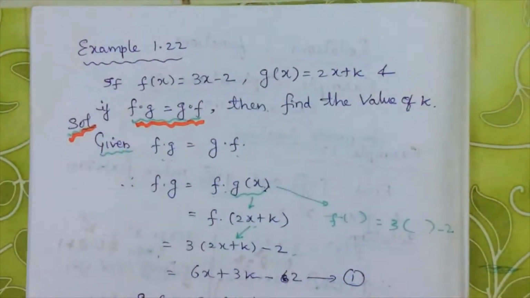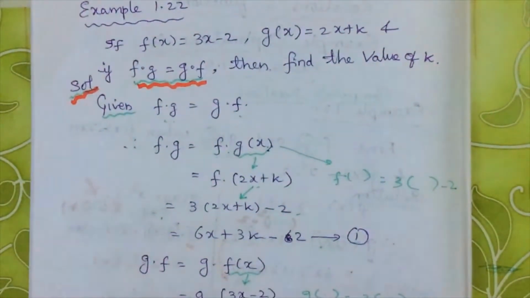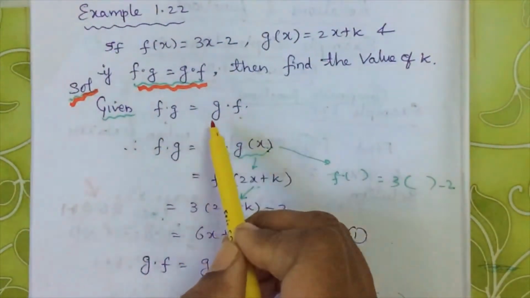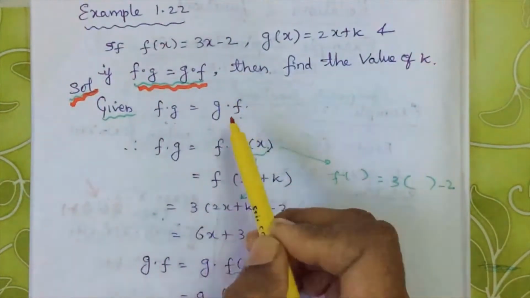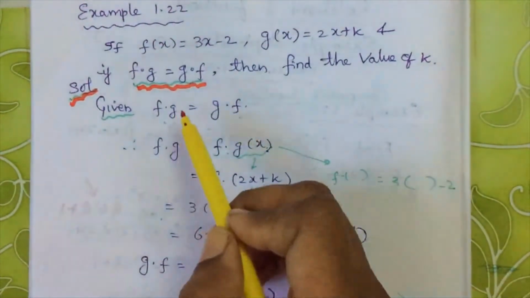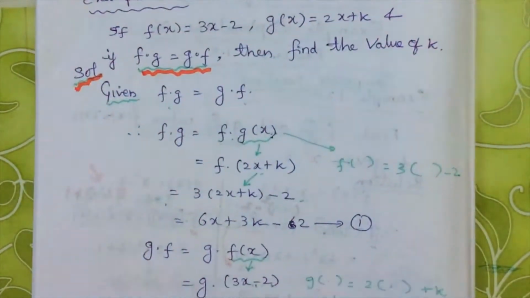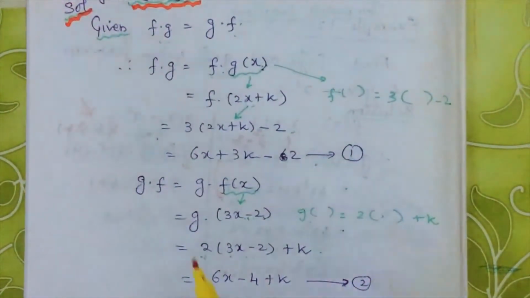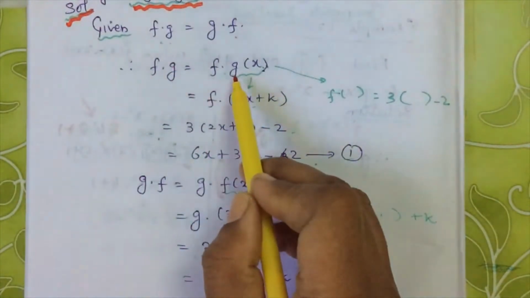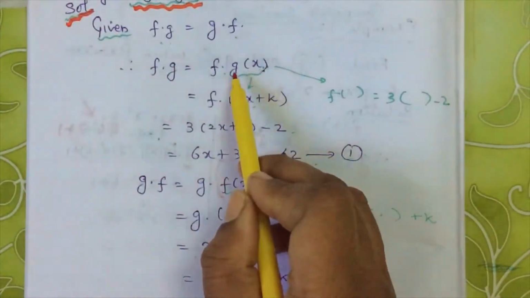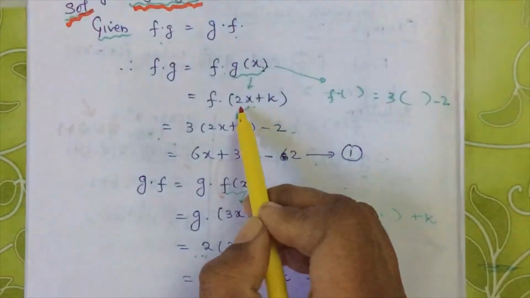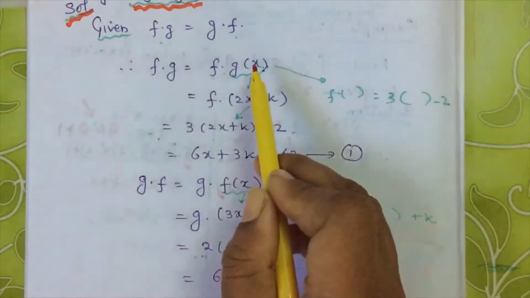Before going to the solution, first write down the given data, that is f dot g is equal to g dot f. That is the equation they have given. So from this, what are you going to do? Find f dot g, find g dot f, and equate both. So to equate both, first f dot g. So g, you can write it as g of x first, and then write whatever g of x is: 2x plus k is your g of x.